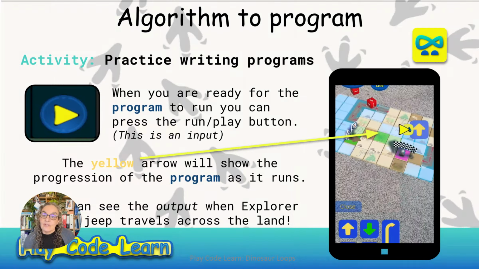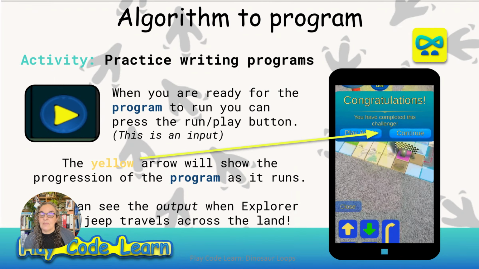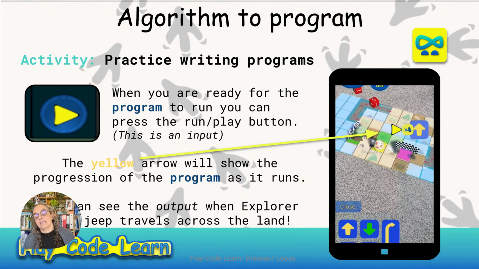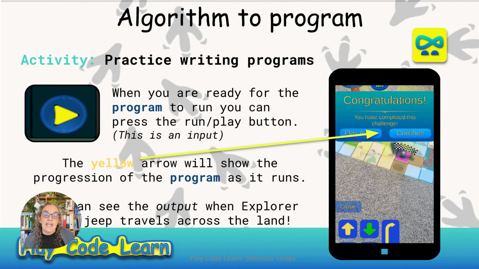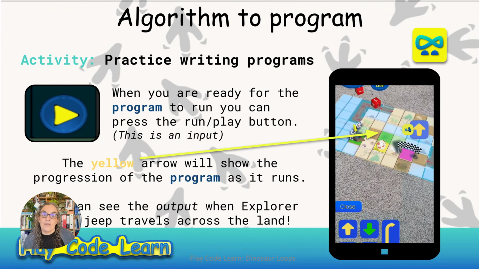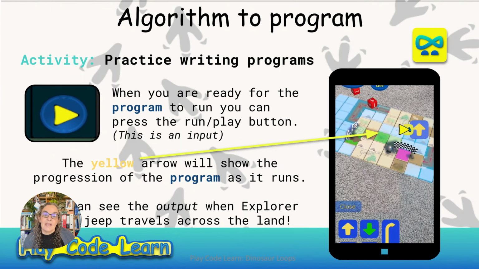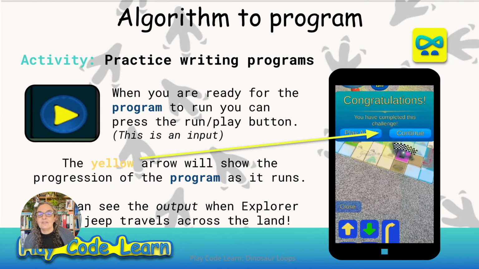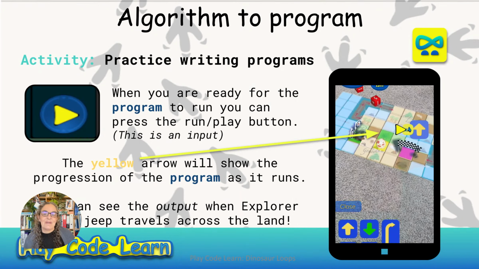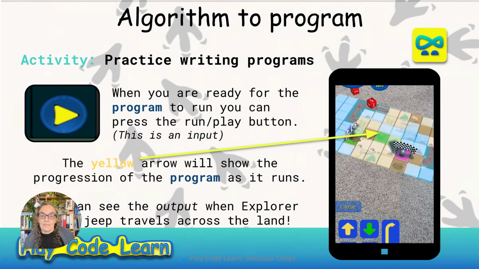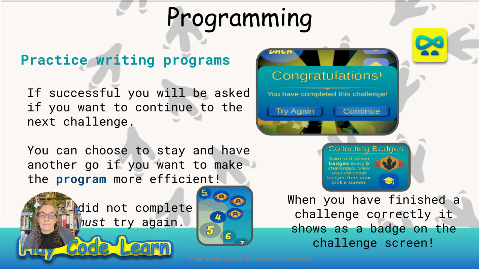As the program runs, the play button matches the play button and the testing card in the actual physical kits. You can see they can follow the progression of that program and the progression of Ed, or whoever's moving, in the actual app itself. This enables them to practice writing programs. Obviously, they can complete challenges more than once if they want to try and make their answers more efficient.